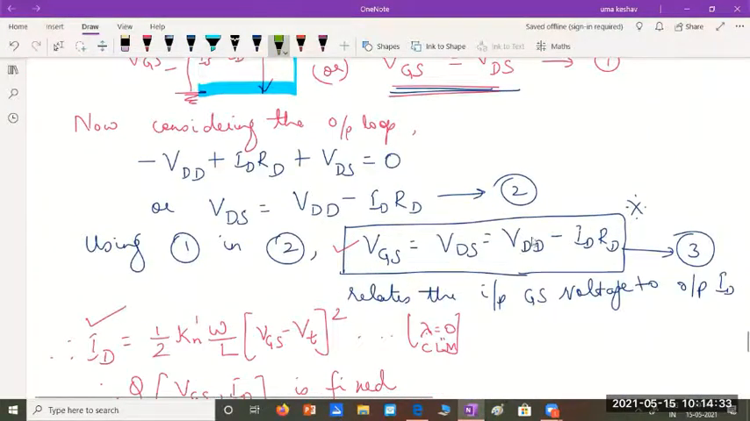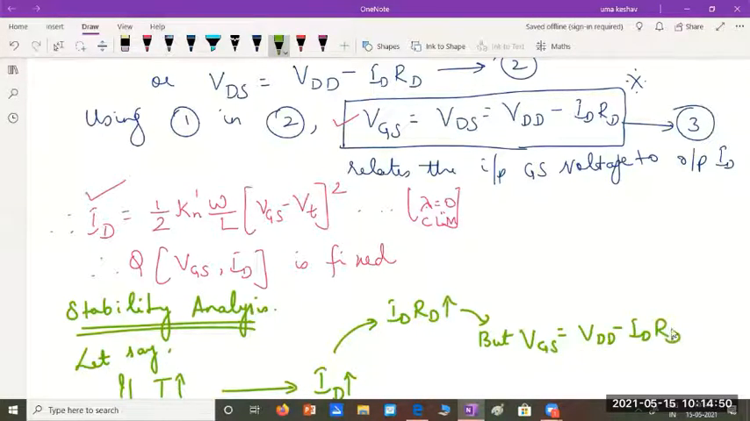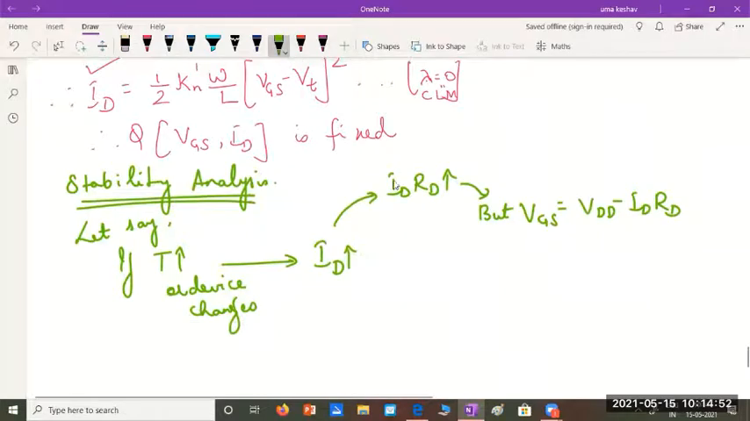Now look at this equation relating VGS to ID RD. What does this say? VGS is equal to VDD minus ID RD. For so many circuits, we have done the stability analysis. What happens here? Remember, VDD is a constant voltage and ID is increasing. So what should be the change in VGS?